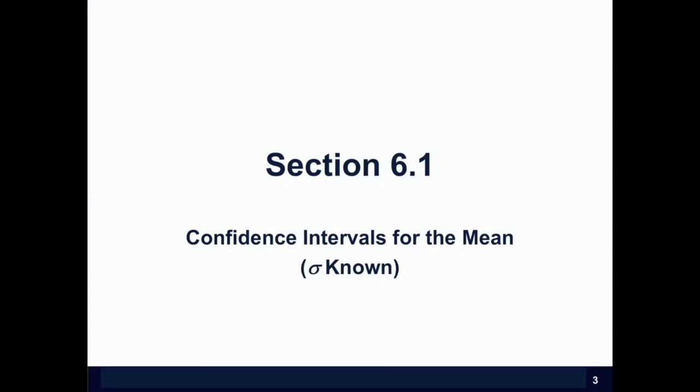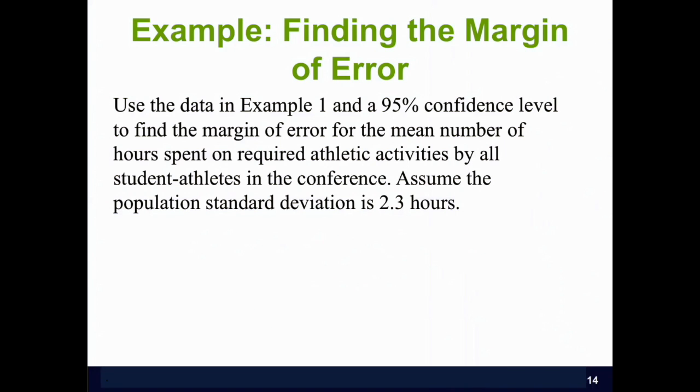This is the third video of confidence intervals for the mean for the case sigma known. In the previous video, we got to an example of finding the margin of error. So we're going to do this example now. Remember example 1, it was a random sample of 40 student athletes. 40 is a number large enough to guarantee that the distribution of the sample means is approximately normal or could be approximated by a normal distribution.